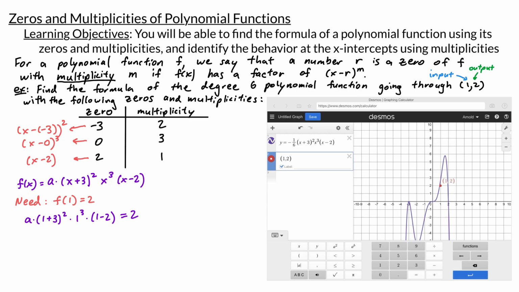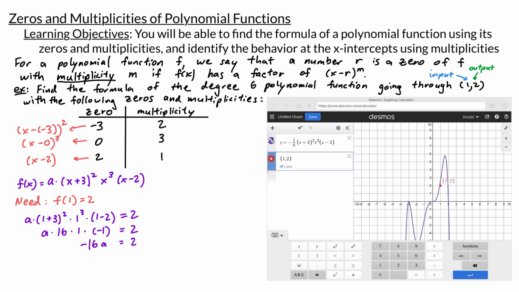Let's simplify that left-hand side. We have a times (1 plus 3) squared, which would be 4 squared or 16, and then times 1 cubed, that's just 1, and then 1 minus 2 is -1. And on the right-hand side, this is still equal to 2. Simplifying that left-hand side further, we have a times 16 times 1 times -1. This gives me -16a equals 2.